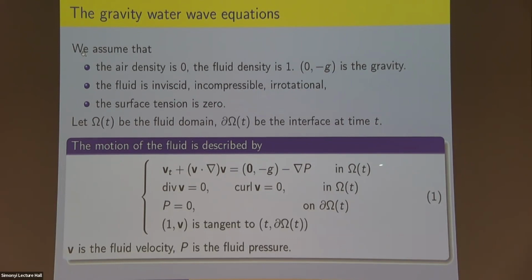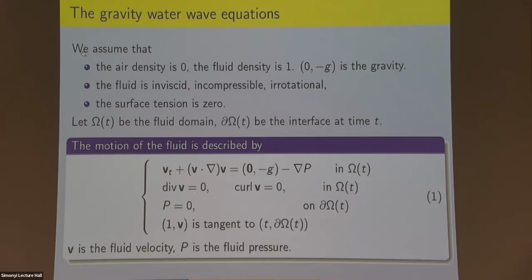So if Omega t is the fluid domain, which changes with time, then v is the velocity, so the left hand side will be the acceleration. We assume the density is 1, so density times acceleration is equal to the force terms, right? P is the pressure, and minus g is the gravity. Incompressible, irrotational, surface tension 0, and it's vacuum above, so the pressure is 0 on the interface.